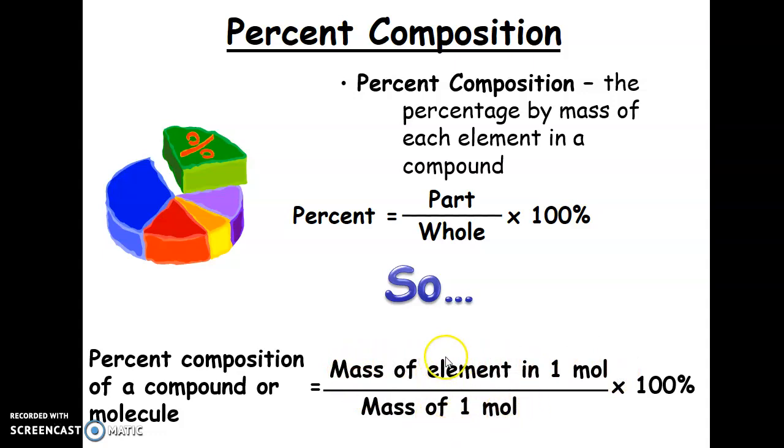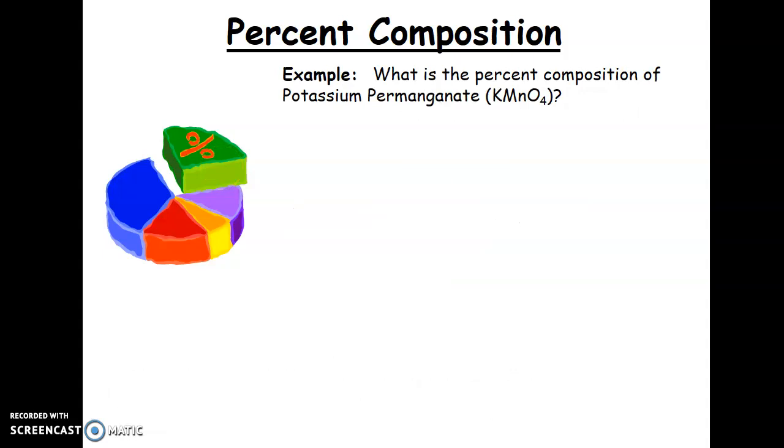So the difference is that an element is just part of the whole substance, the whole compound. We shall see more examples in the next PowerPoint. The mass of 1 mole is the mass of the whole compound, instead of just part, which is just the element that made up the compound. Let's take an example. What is the percent composition of potassium permanganate?